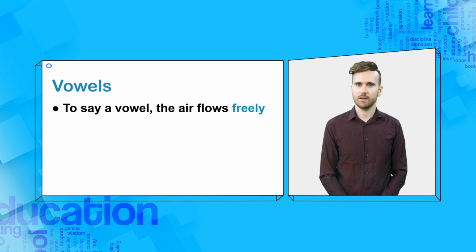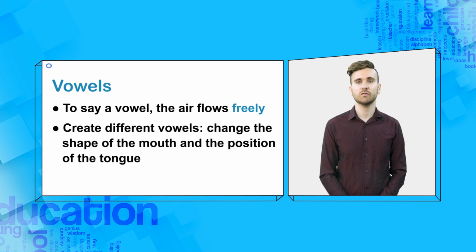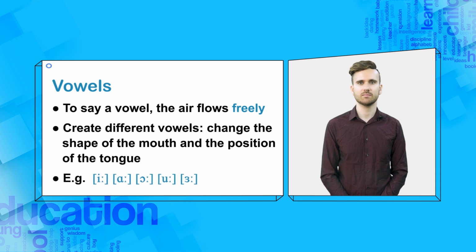But if the air flows freely, how do we make different vowel sounds? Say ah, and then E. There are two big differences. Your mouth is more closed for E, and, although it can be hard to feel, your tongue is further forward in your mouth. Therefore, you can change the shape of the mouth and the position of the tongue to create different vowels, but the air still flows freely. For example, E, R, O, U.